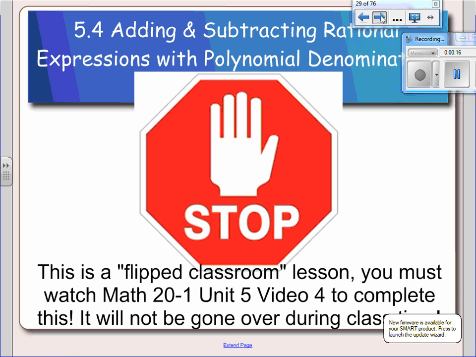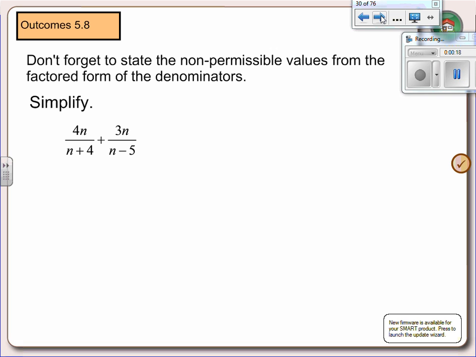So let's get going. Today what we're going to do is simplify some rational expressions, but up until this point we've only seen multiplication and division of fractions with polynomial denominators. Now we're going to start adding and subtracting. So you'll see the addition sign there. Adding and subtracting these fractions.